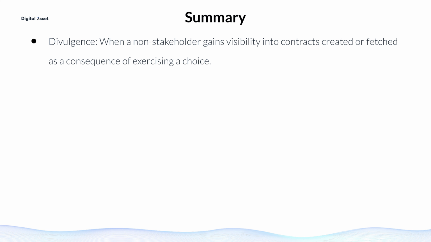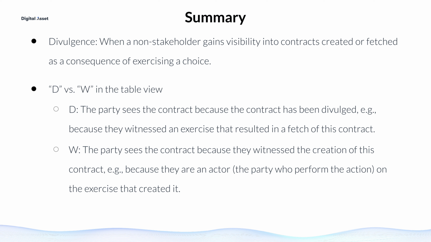A contract may also become visible to non-stakeholders as it is created as a result of exercising a choice. In the table view of a transaction, D indicates that the contract has been divulged to a particular party that witnessed an exercise that resulted in a fetch of the contract, while W indicates that the party sees the contract created, for example, from an exercise of which they were the actor. Both cases indicate that the contract became visible to non-stakeholders.